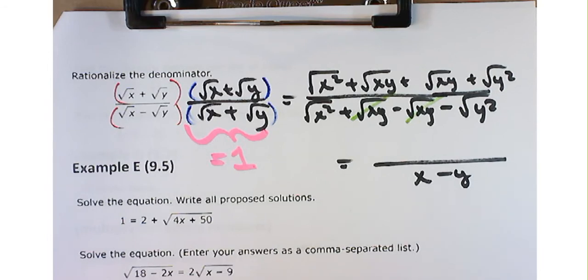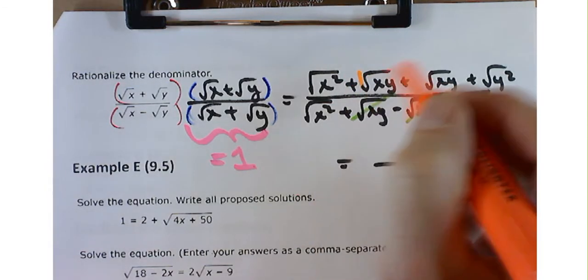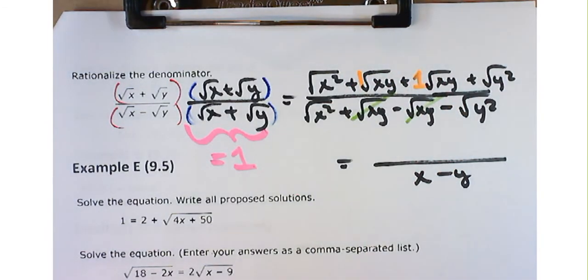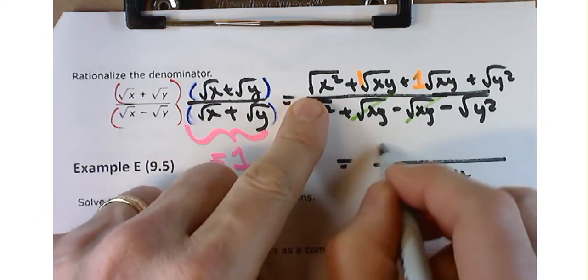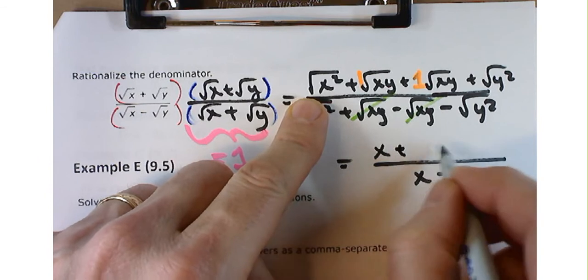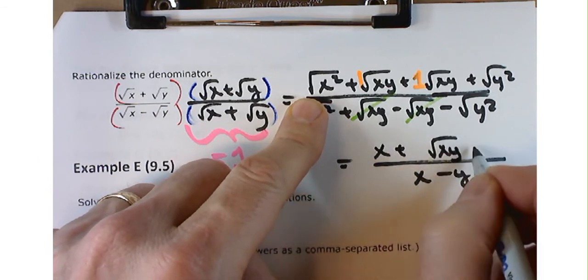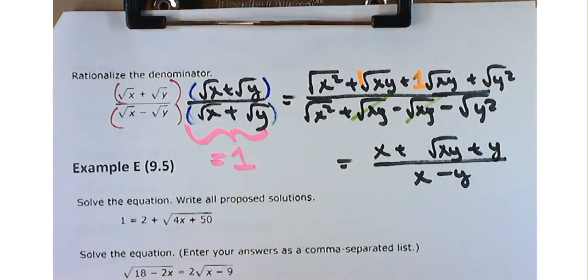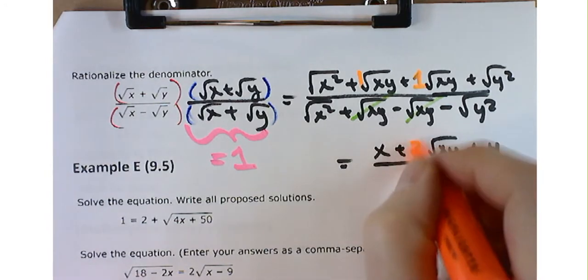In the numerator, let me remind you that that's a 1 here, that's a 1 here. So in the numerator, I get x plus 2 square roots of xy plus y. And that's it.